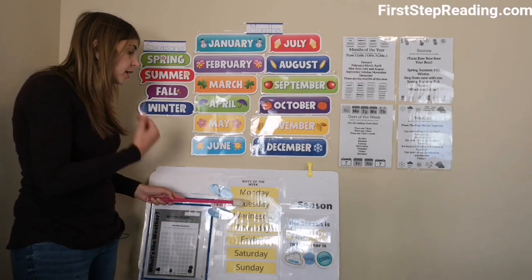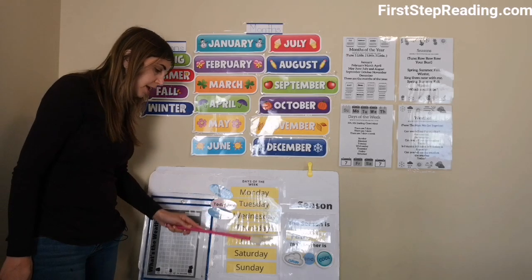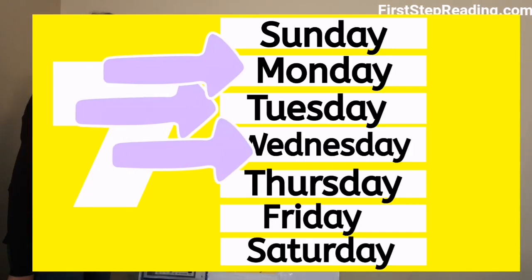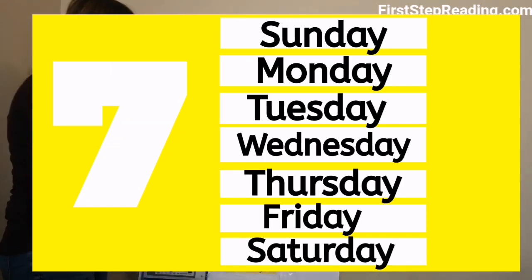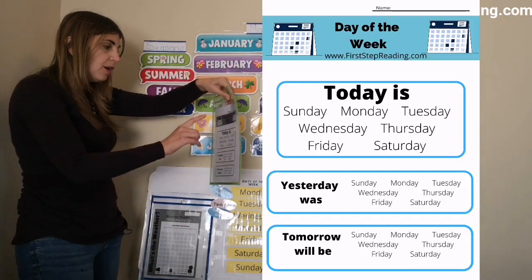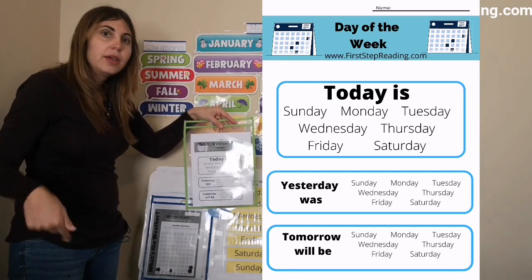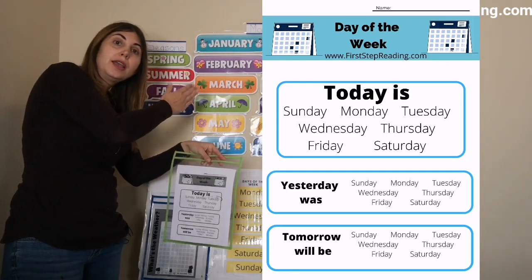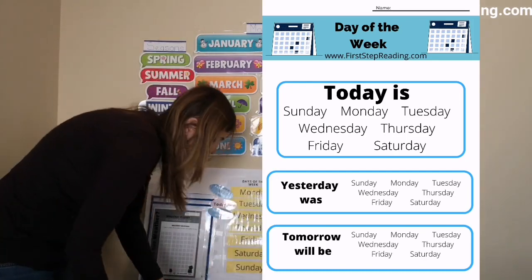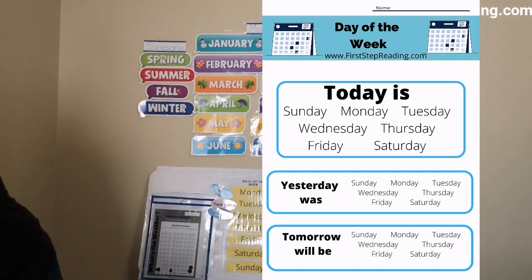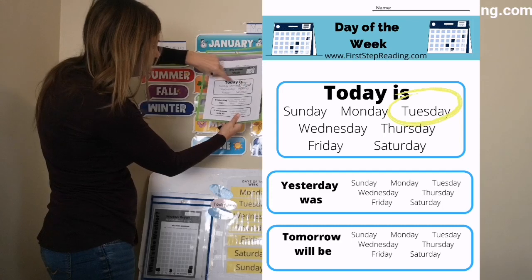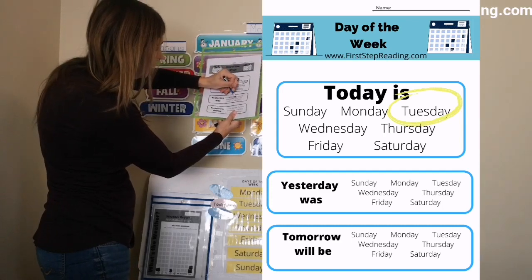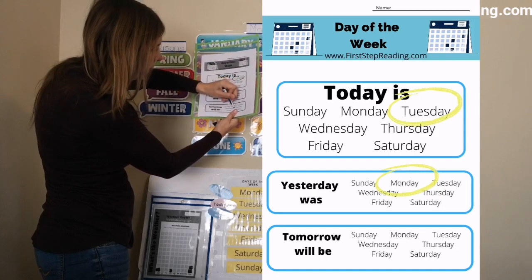So for me, today is Tuesday. And if today is Tuesday, yesterday was Monday, and tomorrow would be Wednesday. You can also print your days of the week worksheet, and you can figure out what the day is today, what the day was yesterday, and what the day will be tomorrow. And you can circle it.